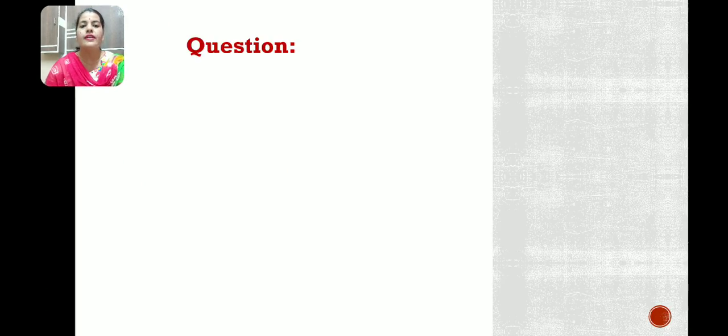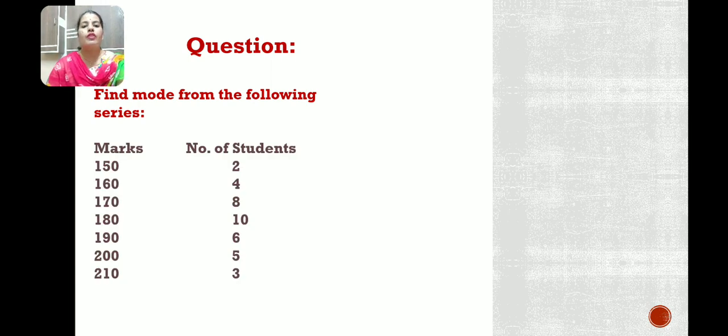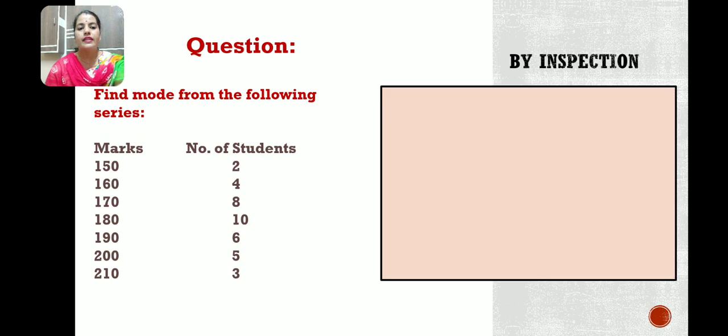So the question is: find the mode from the following series, where marks and number of students are given. Marks will be converted into x and number of students will be converted into f. As I already told in my previous slide, the value which has the highest frequency is the mode. So at a glance you can inspect that the highest frequency in the frequency column is 10.